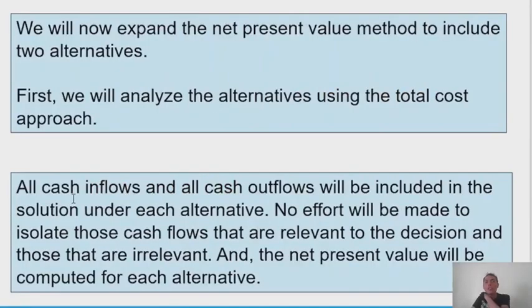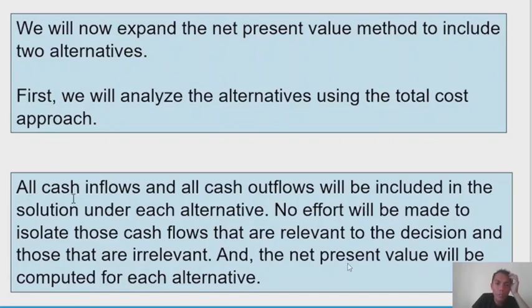Kasi expand na natin yung net present value to include dalawang alternatives. Hindi na lang isang project yung hinahanap natin ng IRR, kundi pwedeng dalawang project ang i-compare mo ng IRR. Okay, so this one is i-analyze natin yung alternatives using the total cost approach. All cash inflows and all cash outflows will be included in the solution under its alternative. Lahat ng cash inflow, cash outflow ay isasama sa solution under its alternative.